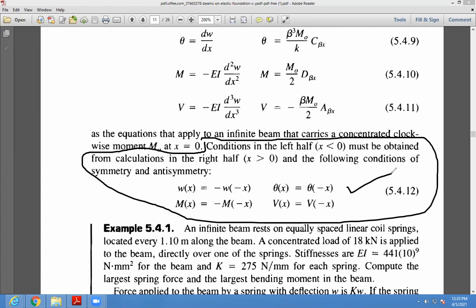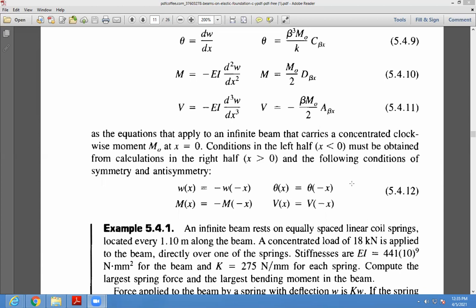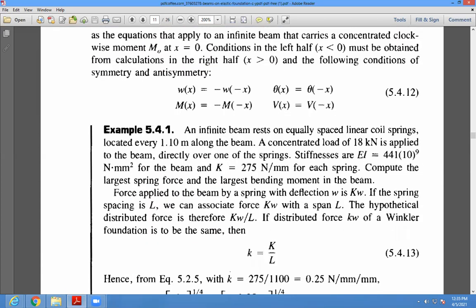Okay, over. Completed? Yes, sir. Okay. Right. So now take down the numerical. Take down the numerical.